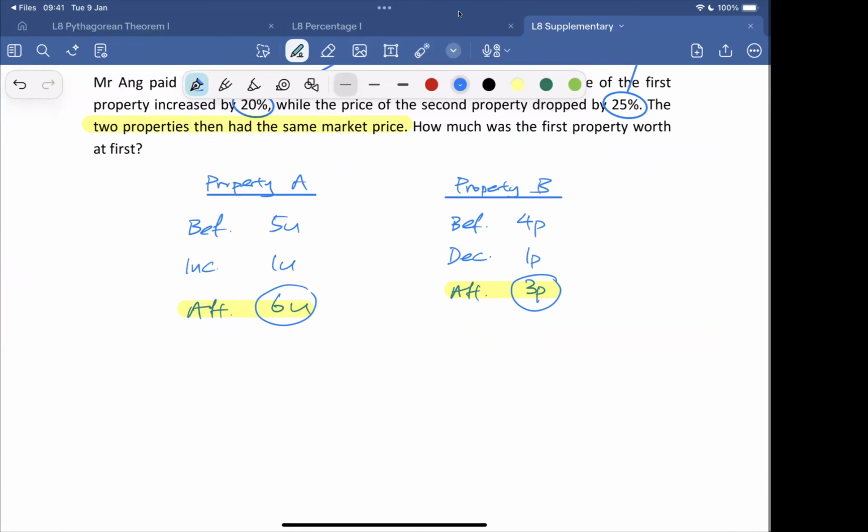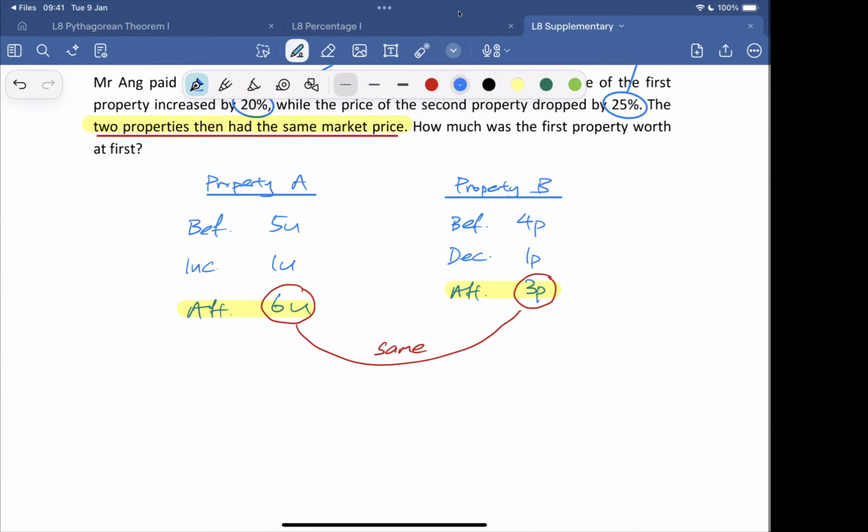No. Those parts are units. Cannot be. I'm trying to tell you about the property. The two properties, can you read this sentence? Read it out. The two properties then had the same market price. So this is the final price. The question said that these two are the same. You understand what the question is saying now?